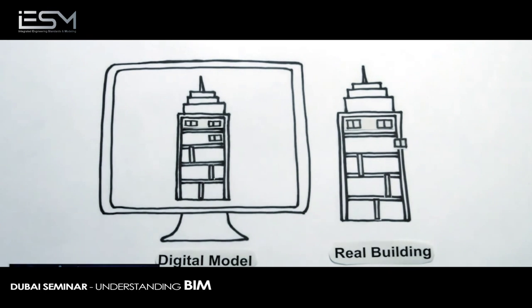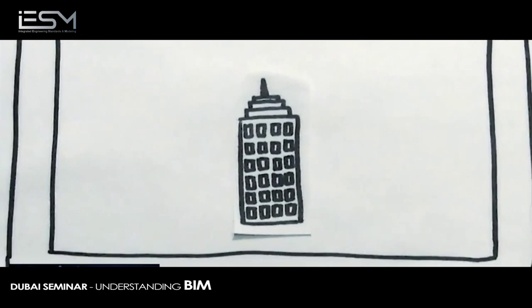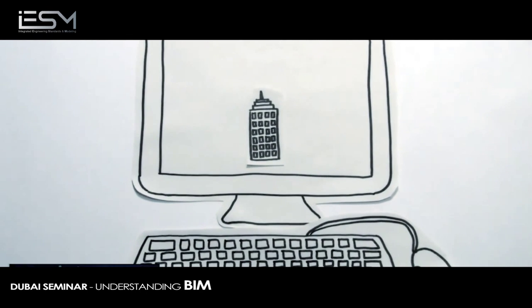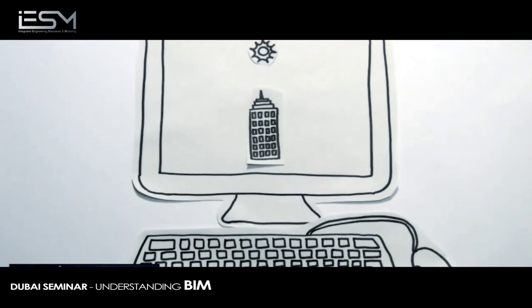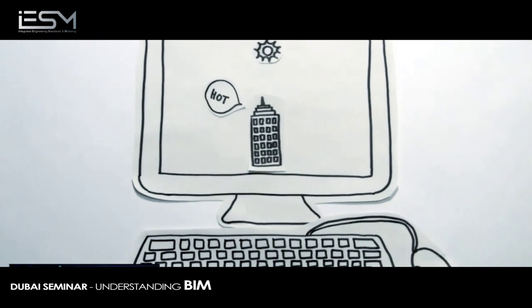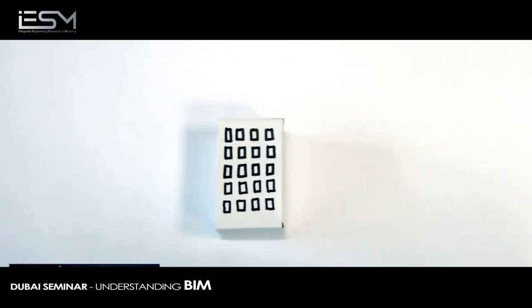windows, doors, stairs, etc., that allow us to simulate the building and understand its behavior before the actual construction begins. Now let's see what a BIM model can be useful for.